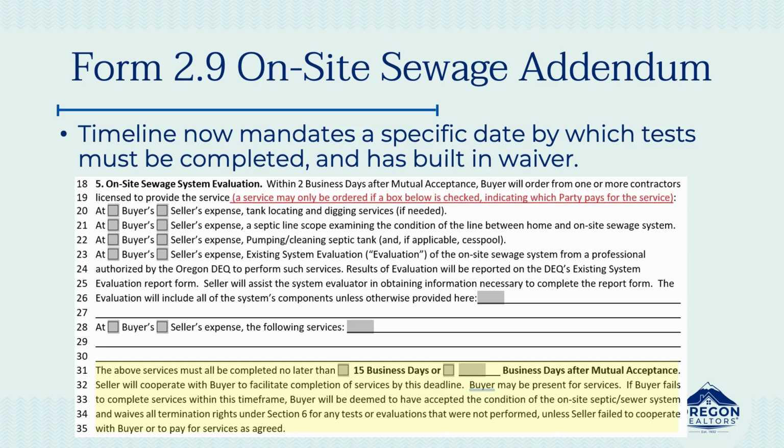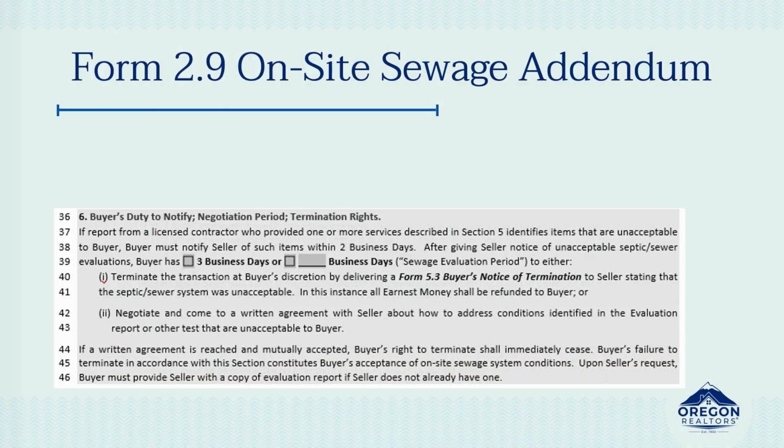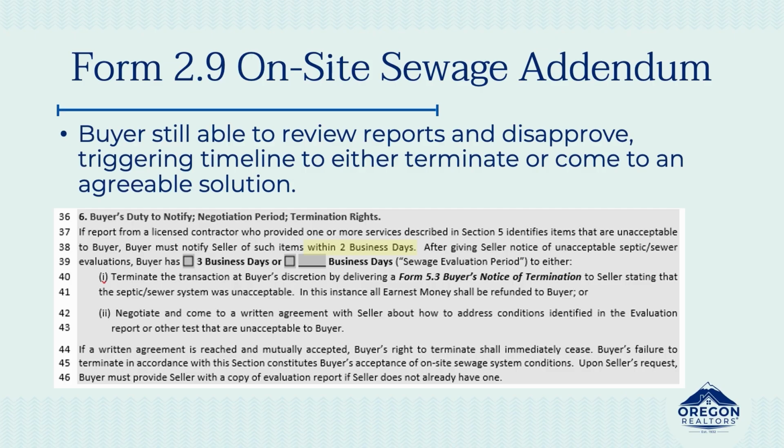Now, if there is a seller failure to cooperate, the buyer is not considered to have waived this. If the reason why the buyer wasn't able to get the existing system evaluation done within 15 business days is that the seller locked the front gate and didn't allow anyone in, then the buyer is still allowed to terminate under this addendum. Now, if the buyer is within their timeline, congratulations. The buyer has this right to terminate a negotiation period.